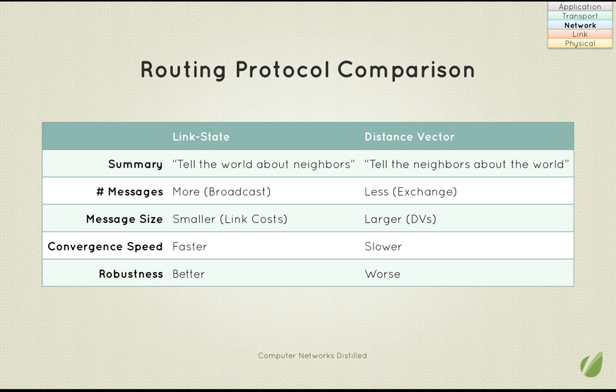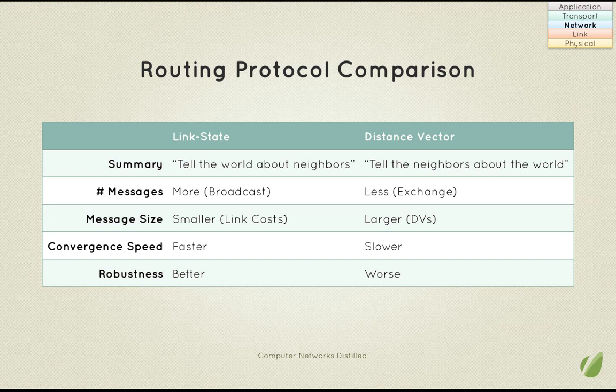The message size for link state may be smaller because it just contains link costs, whereas in distance vector we have to send the entire distance vector, so the message size will be larger. The convergence speed means how fast do we converge upon the correct solution to the shortest path problem. And for link state algorithms, it's very fast, whereas distance vectors really do take some time to converge.